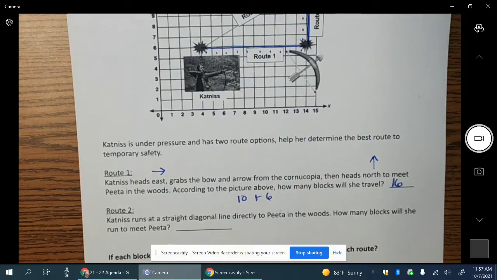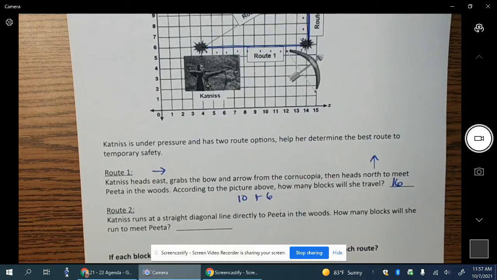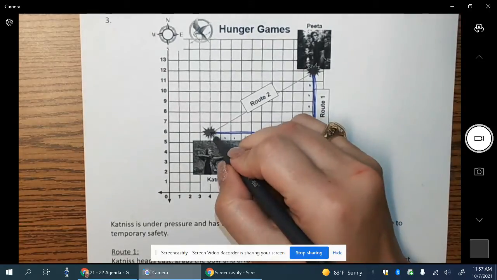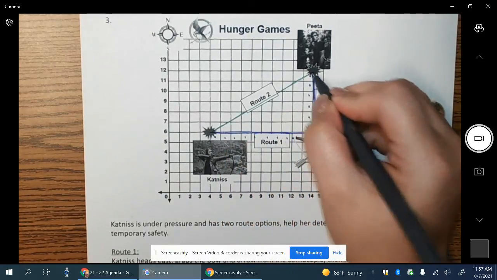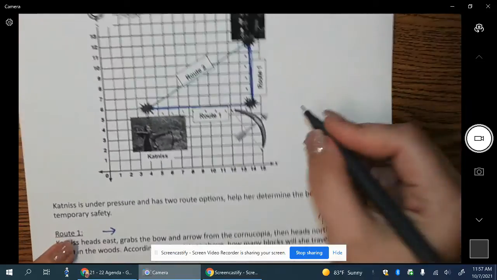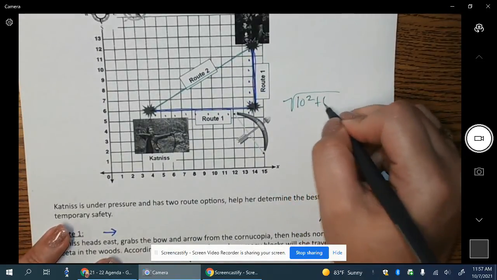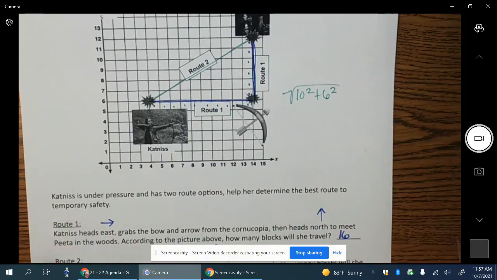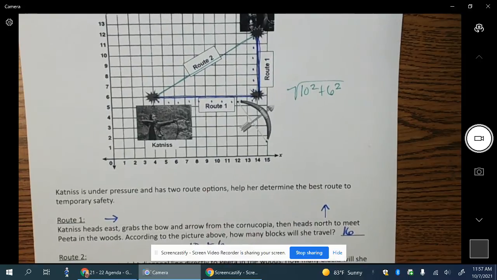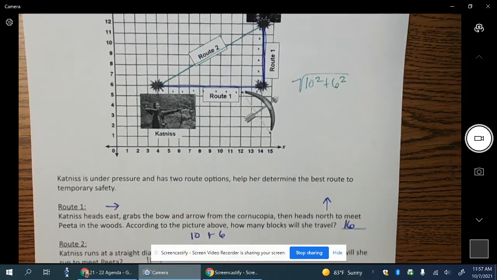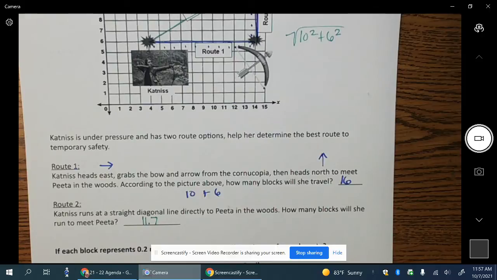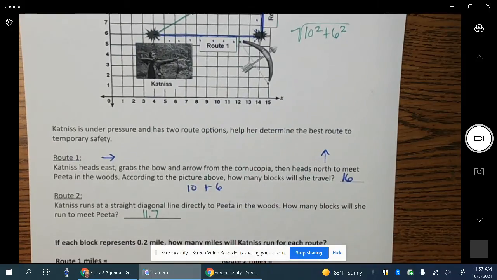But she realizes there's a shortcut. So how do I figure out the distance of that shortcut? A squared plus B squared. Yep, Pythagorean theorem. So we just already counted our numbers. It's 10 squared and 6 squared. So is the shortcut actually shorter? Yes, the diagonal is going to be shorter than the other two added together. Okay? Everybody okay on that part?